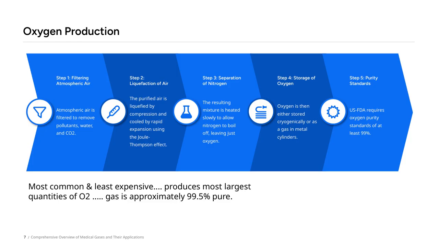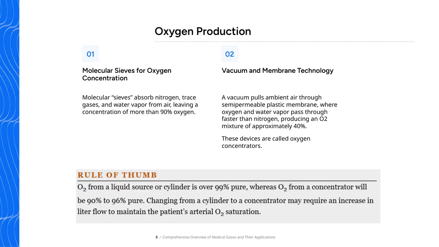Before these processes, atmospheric air is filtered to remove pollutants, water vapor, and carbon dioxide, ensuring that the air entering the system is clean and suitable for further processing. Finally, it's worth mentioning that the most common and least expensive method produces the largest quantities of oxygen, typically about 99.5% pure, which is generally sufficient for most medical applications. All of these steps together highlight how we efficiently produce high-purity oxygen to meet strict standards and support vital medical needs.